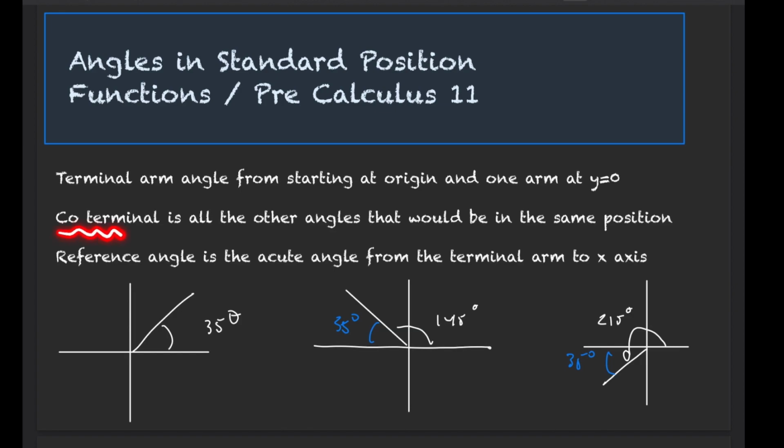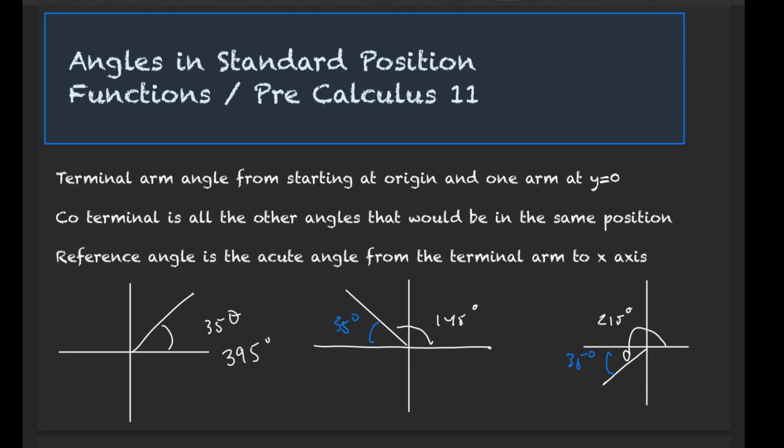If a question asks you for coterminal, this is all the other angles that would be in the exact same position. For example, if we have an angle of 35 degrees and you were to add 360 degrees, making it 395 degrees, it would be in the exact same spot. So to figure this out, you can always just add 2 pi or 360 degrees.